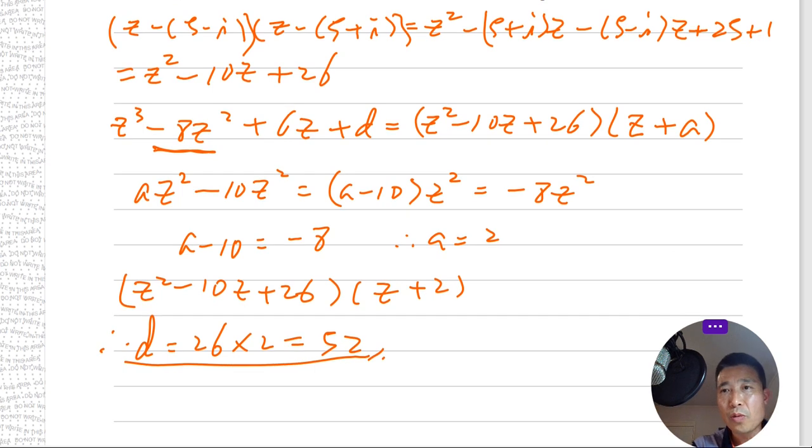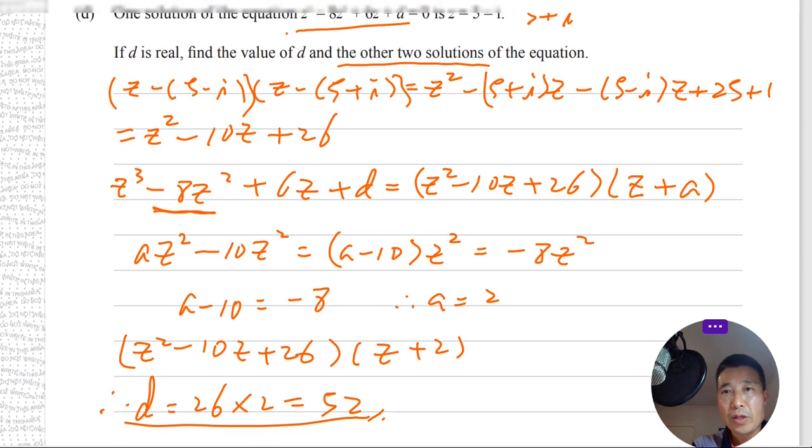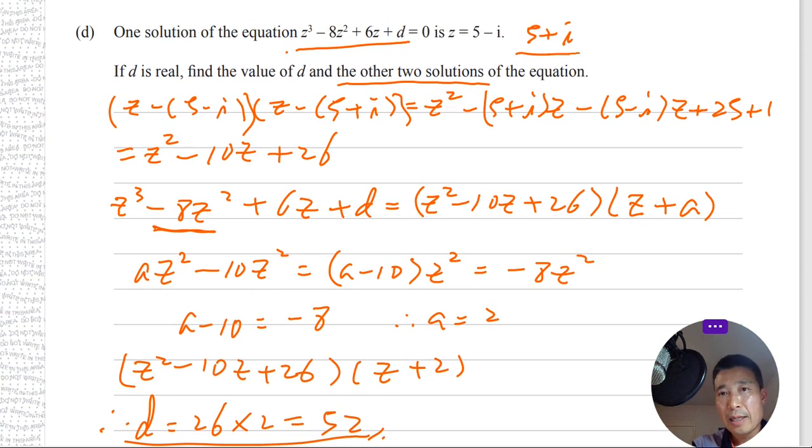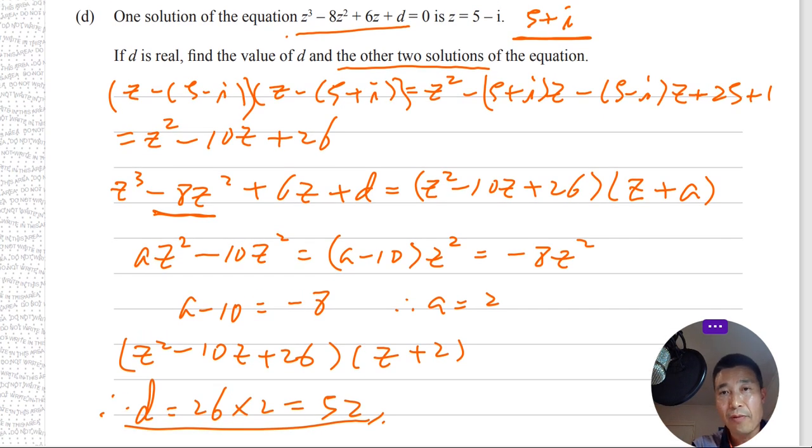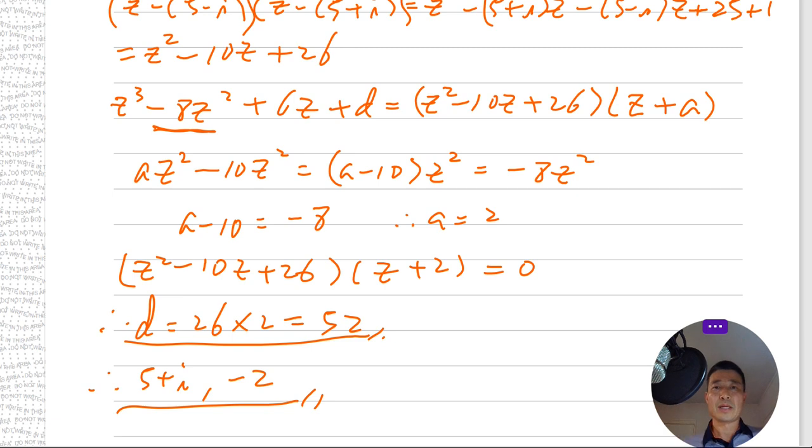And then also we can answer the second question, the other two solutions of the equation. So I told you at the beginning, the first one is 5 plus i, the conjugate of 5 minus i. So I'm going to just write 5 plus i, and the solution of z plus 2, because that should be 0, isn't it? So z must be negative 2. Those should be the other two solutions. All right?